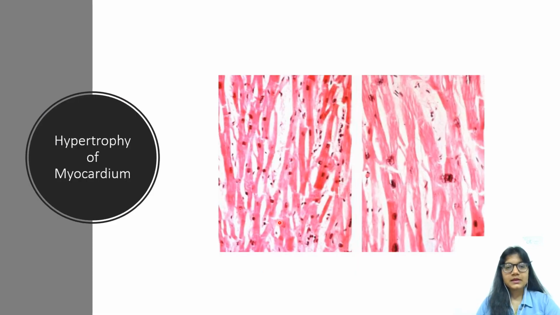Here we can see the hypertrophy of myocardium, the normal one and the hypertrophied myocardium. In the hypertrophied one, compared to the normal one, we can see the fibers are thickened and the nuclei are darker and larger. Here we can see the differences. So this is the difference between the hypertrophied and the normal myocardium of the heart.